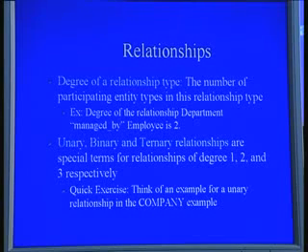Such kinds of relationships are called binary relationships. Binary basically because there are two entity types involved. Similarly there could be unary relationships, there could be ternary relationships, and so on, and there could be n-ary relationships, n different types of relationships.